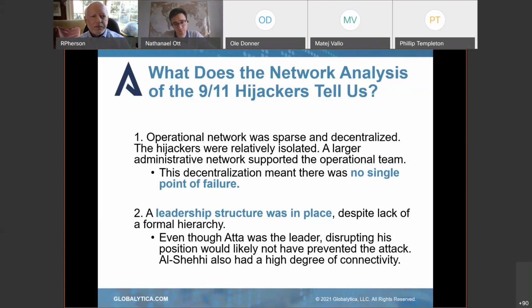So if it's decentralized, it also means that it's a very robust network, where there's no single point of failure. You can't just take out one person and you've taken down the network. It also shows that there's a leadership structure, that people were talking to each other. Ada was the leader, but he also had an ability, and there were other ways to connect within that group.